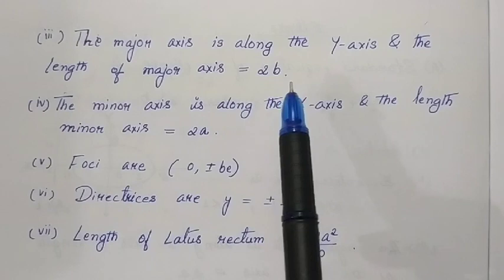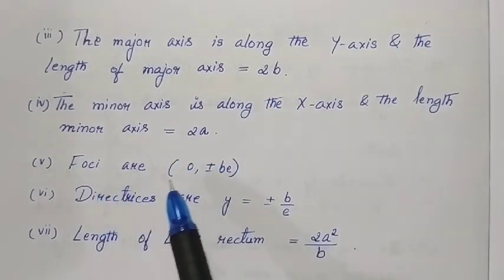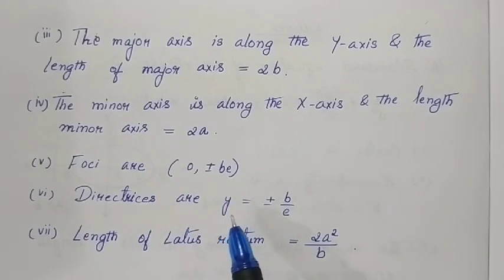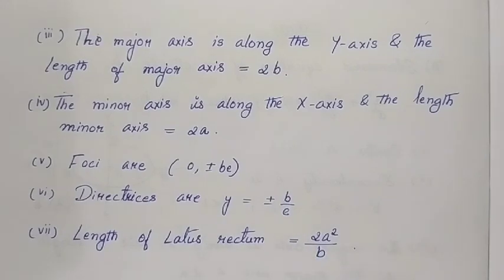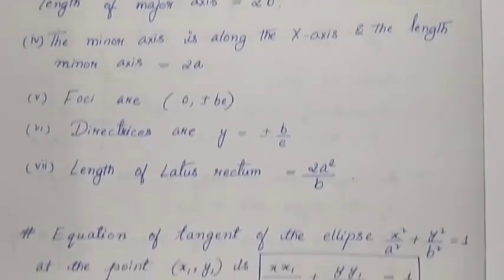Major axis length will be 2b, minor axis length will be 2a, foci will be (0, ±be), directrix will be y = ±b/e, and latus rectum is 2a²/b, and semi-latus rectum will be a²/b.